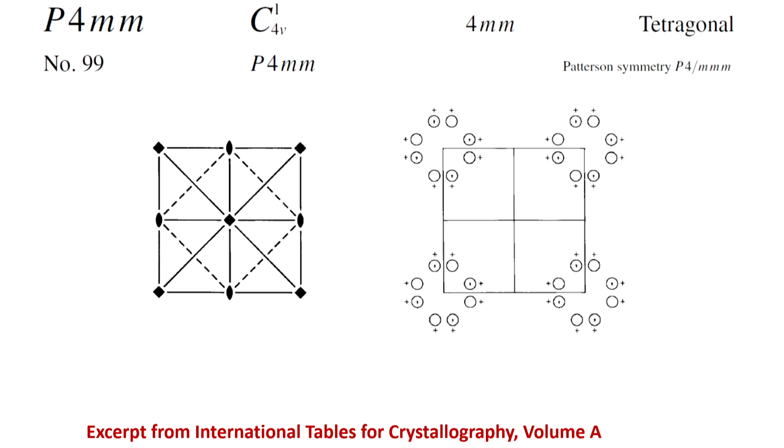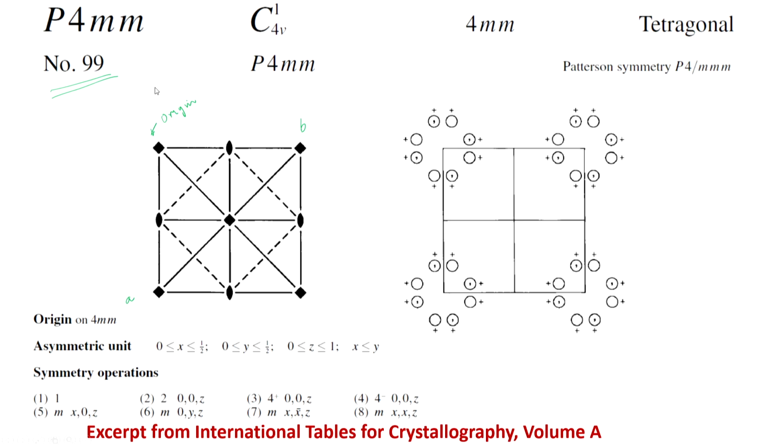Now, this one is P4mm space group, and you can see here, this is my A, this is my B, this is my origin, and this is space group number 99, and this belongs to the tetragonal crystal system. I have the asymmetric unit x going from 0 to half, y going from 0 to half, z going from 0 to 1, and x less than or equal to y.